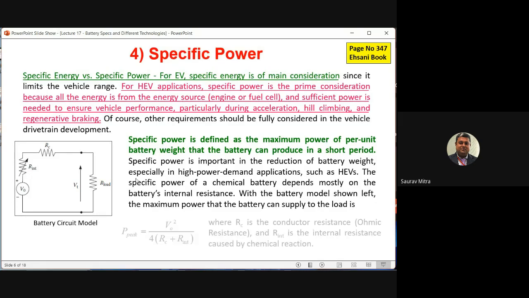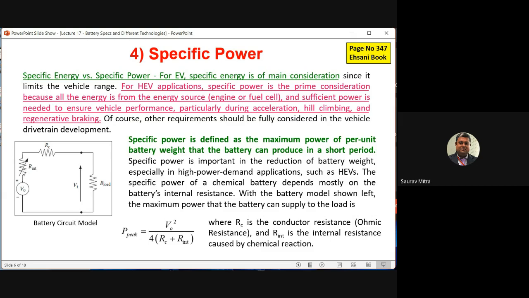The maximum power that can be supplied to the load: power is equal to voltage times current, and current is nothing but voltage by resistance. So you are finding V0 divided by R int plus RC plus R load. Here we are not showing R int, because you know the maximum power transfer theorem. What does the maximum power transfer theorem say? That the internal resistance should be equal to the external resistance. What is RC? RC is the conductor resistance, the ohmic resistance, and R int is the electrical resistance caused by the chemical reaction. So R int is the battery resistance.